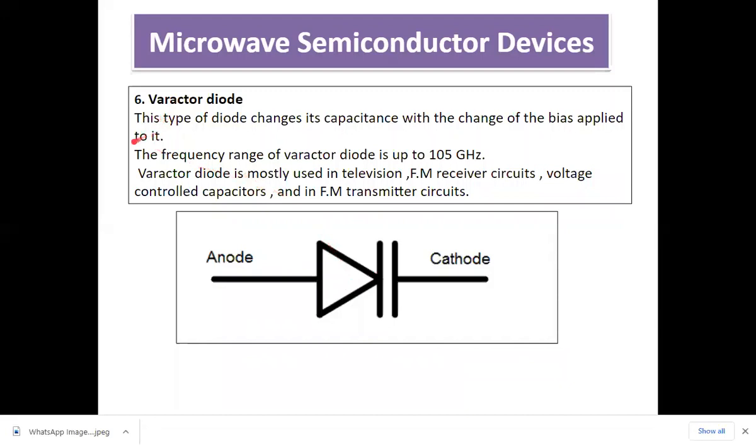Varactor diode. This type of diode changes its capacitance with the change of the bias applied to it. The frequency range of varactor diode is up to 105 GHz. Varactor diode is mostly used in television, FM receiver circuits, voltage controlled capacitors, and in FM transmitter circuits. Symbol is shown here.